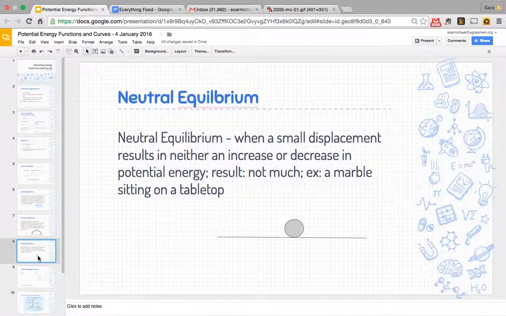And then neutral equilibrium is probably exactly what you would guess. It's when a small displacement doesn't really have much of an effect on the potential energy, neither an increase nor a decrease. So think about a marble sitting on a table. You give a little push, you haven't changed the potential energy. So whatever kinetic energy you give the marble, it's going to maintain that kinetic energy, but it's not going to increase or decrease its kinetic energy the way it would in the other situations.